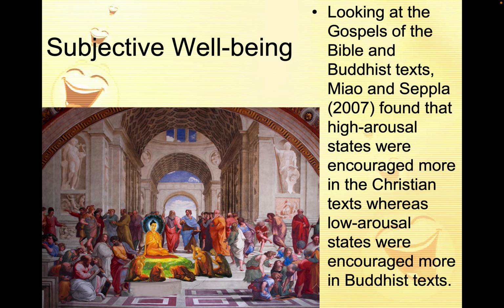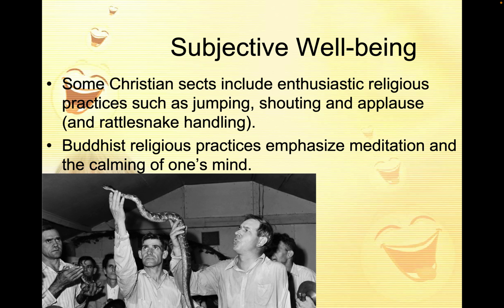Looking at the Gospels of the Bible and Buddhist texts, Miao and Sepla in 2007 found that high arousal states were encouraged more in the Christian texts, whereas low arousal states were encouraged more in Buddhist texts. Some Christian sects include enthusiastic religious practices such as jumping, shouting, and applause, and rattlesnake handling. Of course, this group is very small. Buddhist religious practices emphasize meditation and the calming of one's mind.